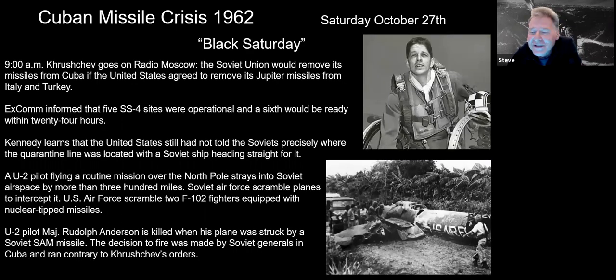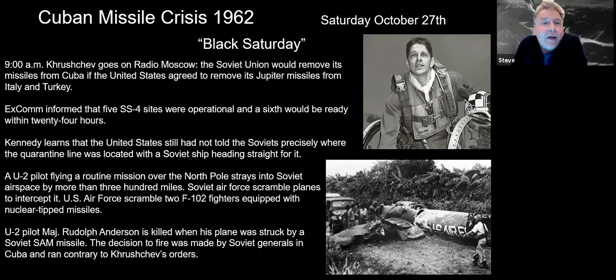Then we come to the next day, which is called Black Saturday. Khrushchev goes on the radio. He said publicly that the Soviet Union would remove its missiles from Cuba if the United States agreed to remove its Jupiter missiles from Italy and Turkey and promised not to invade. He's done this because he's fed up that there seems to be no reaction to his letters. And as I said before, the back channels that the Kennedys are using are going nowhere.